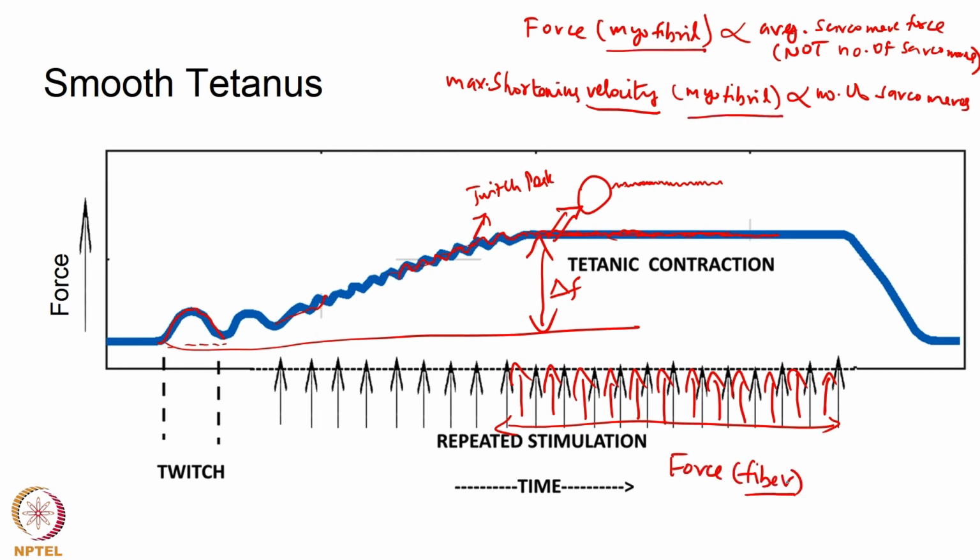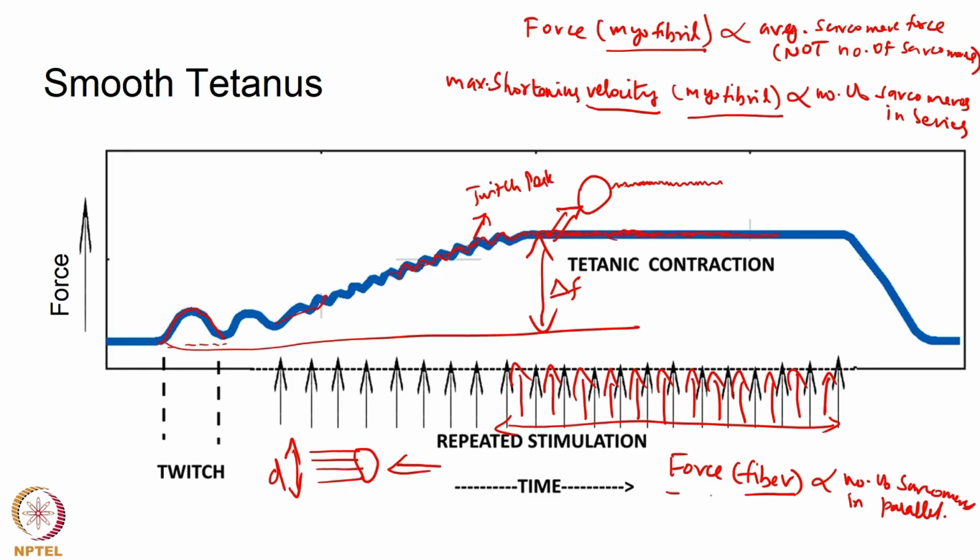When I am talking about a fiber, I am referring to several myofibrils in parallel, is it not? This is proportional to the number of sarcomeres, not in series. Here this is in series; here the force produced by a fiber is proportional to the number of sarcomeres in parallel, okay. So, if I had a larger number of sarcomeres in parallel, what does that mean? That means the diameter, looking at it from that dimension, the muscle size itself, is it not? So, as the diameter of the muscle increases, you are going to have a larger force.